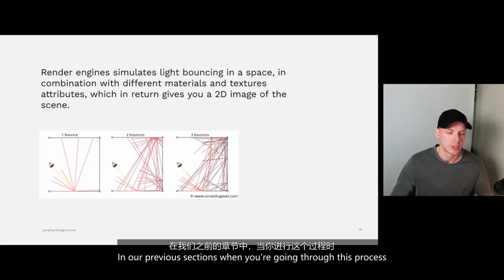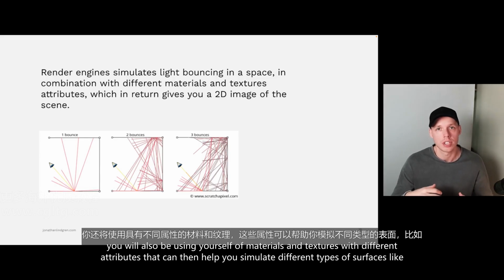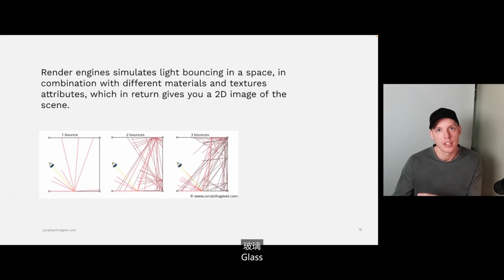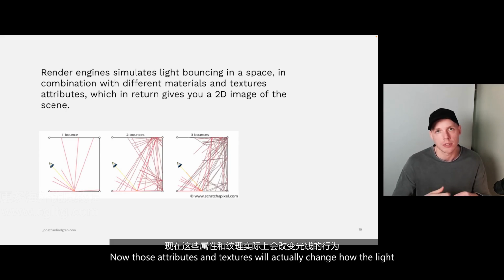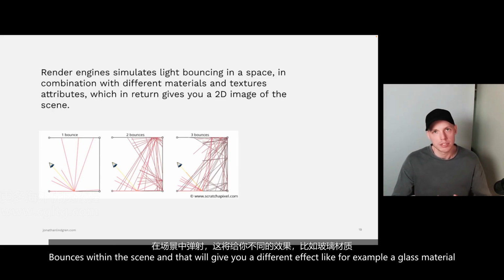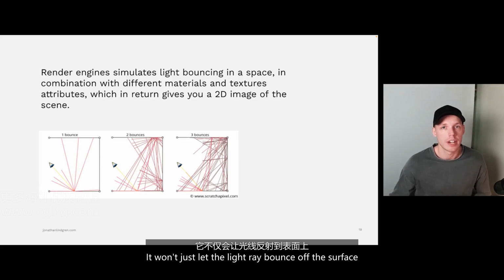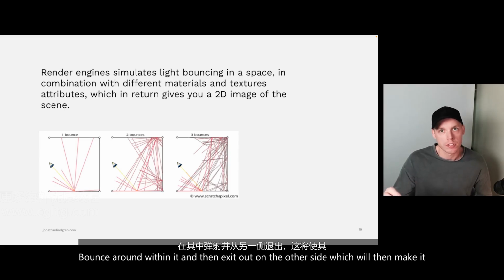When you're going through this process, you will also be making use of materials and textures with different attributes that can help you simulate different types of surfaces like glass, wood, plastic, etc. Those attributes and textures will change how the light bounces within the scene, and that will give you a different effect. For example, a glass material won't just let the light ray bounce off the surface, it will also allow the light to bounce through the surface, bounce around within it, and then exit out on the other side, which will then make it transparent.